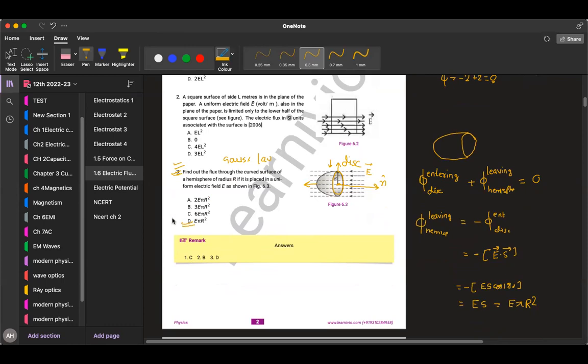Ishma, Arpit, is it clear now? Sir, we won't add it. We added it, na? You don't know the value of the flux which is leaving the hemisphere. So we just add the flux entering the disk plus flux leaving the hemisphere is equal to 0. So you can say that flux leaving the hemisphere is minus of flux entering the disk, which is minus of E into pi r square. Okay.